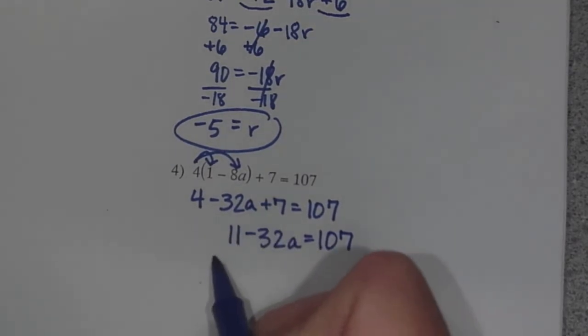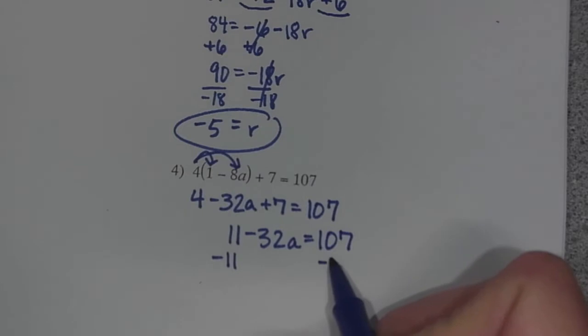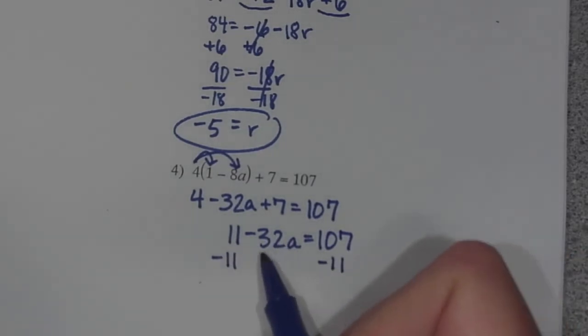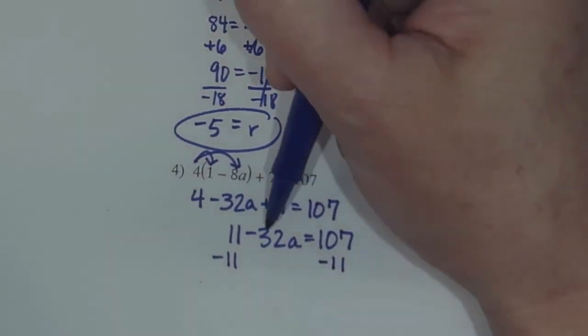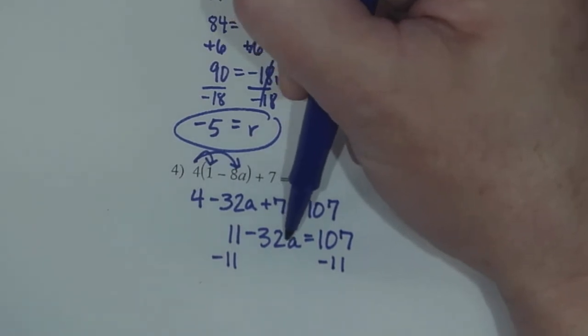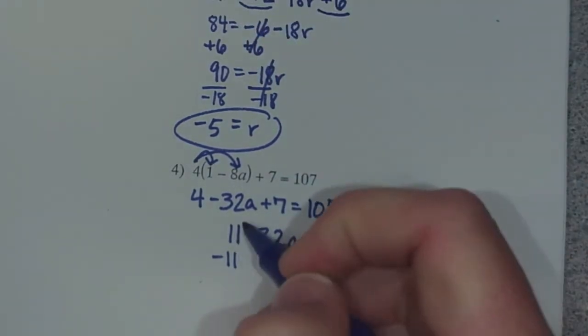Let's get rid of the 11 first. We always get rid of those numbers that are added or subtracted to the variable first. Save the ones that are multiplying and dividing by the variable. Save those guys for last.